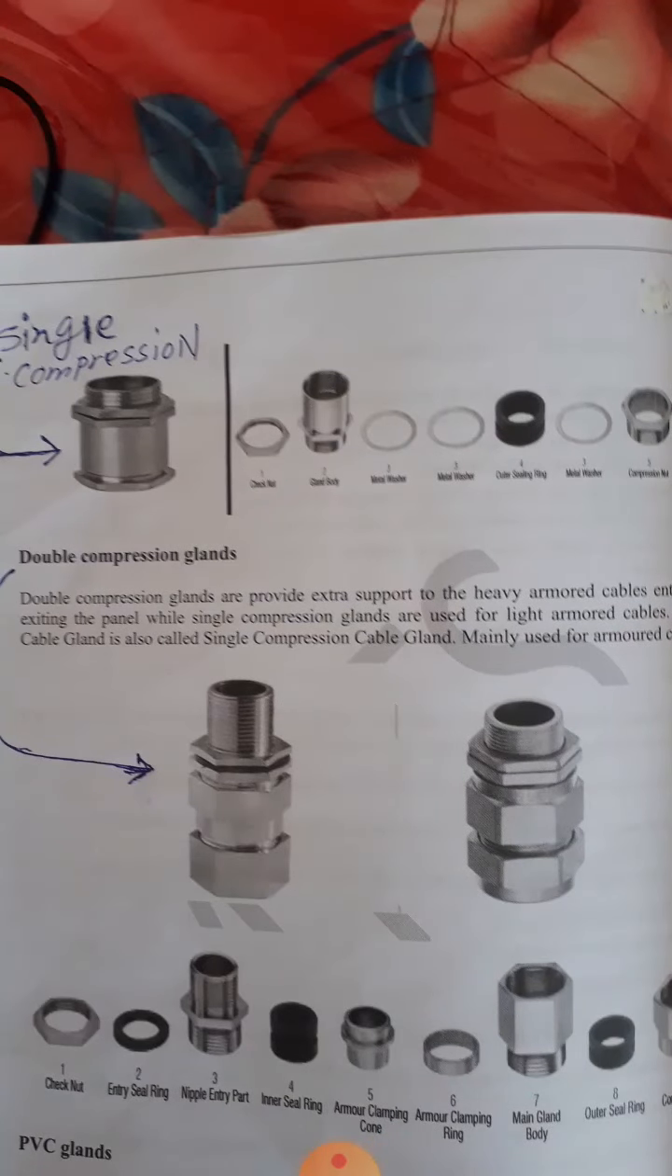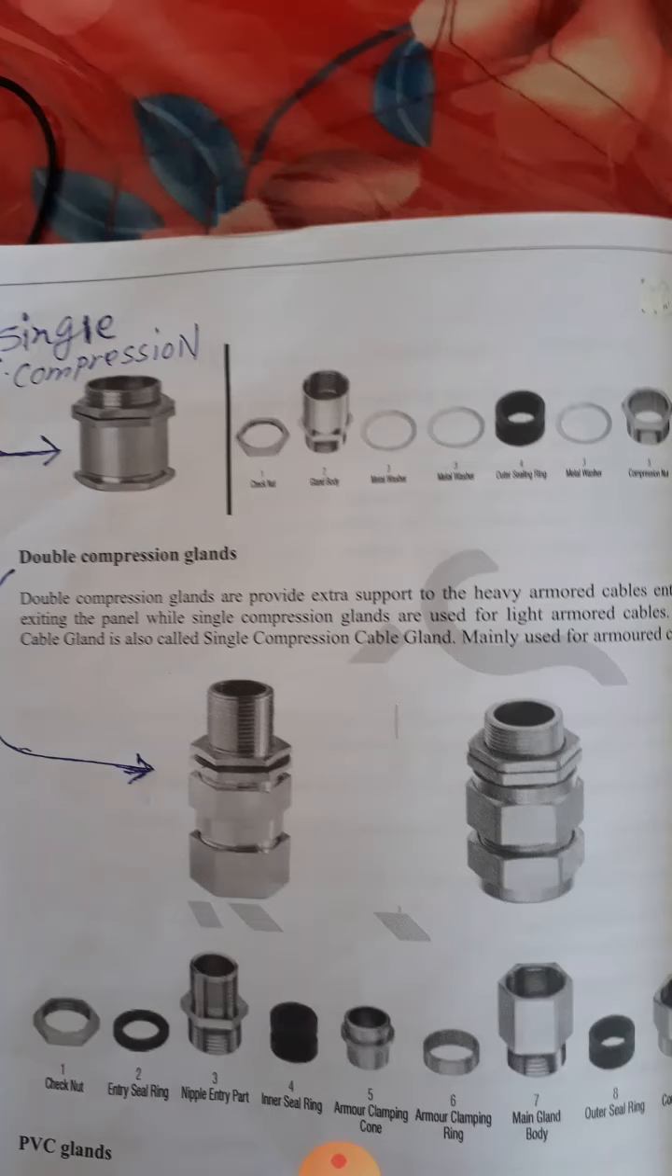So first we talk about the single compressor. What is the single compressor? The single compressor is one kind of gland. The single compressor gland is used for indoor purpose. Single compressor gland is especially used for indoor purpose and for little bit low voltage cable. And the double compressor gland we can use for indoor purpose.